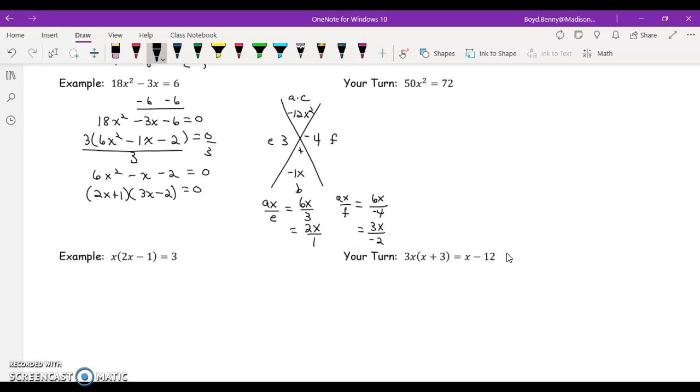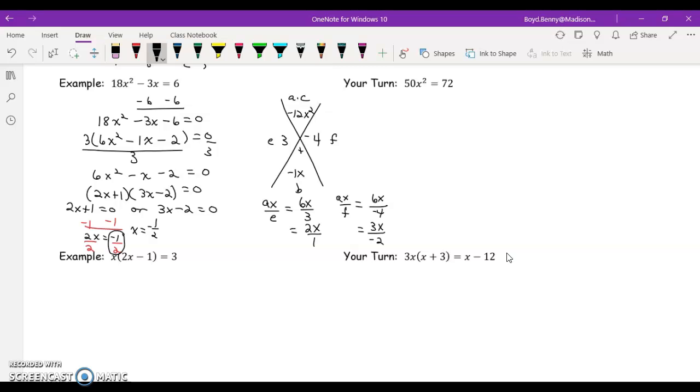Okay? Next, I'm going to set each factor equal to 0 and solve. So I've got 2x plus 1 equals 0, or 3x minus 2 equals 0. And let's see, I need to subtract 1 here. And that's going to give me 2x equals negative 1. Next, I'll divide by 2. About to run out of room here. Some of these take a little bit of work. And so I see that my solution is actually right here. So x equals negative 1/2 is going to be this left-hand solution.